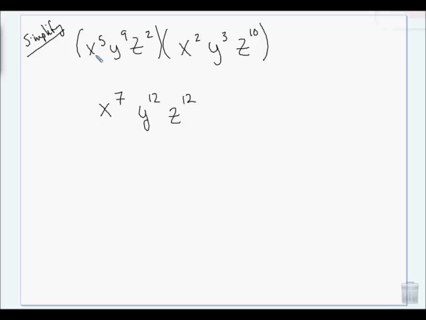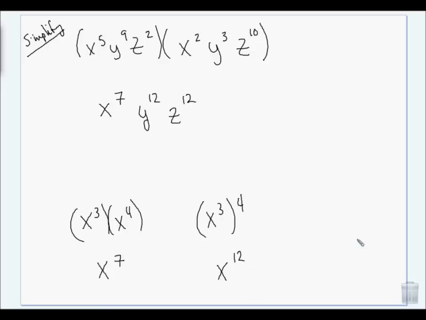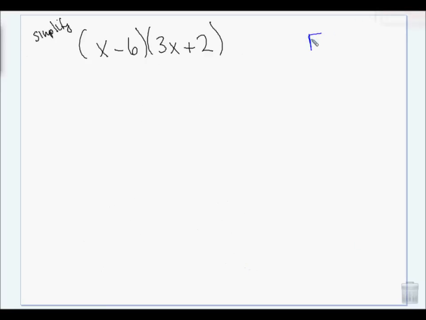So multiplying common bases, you add the exponents. If you take a power to a power, you multiply. And the difference is two x's, add the exponents. 1 x, multiply. Okay, so we're going to FOIL this, or you can use the table.